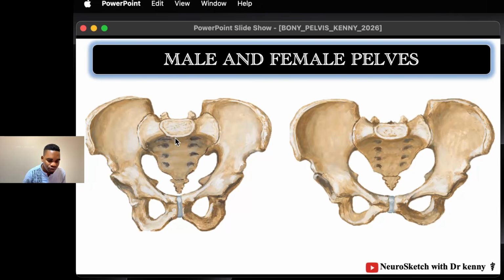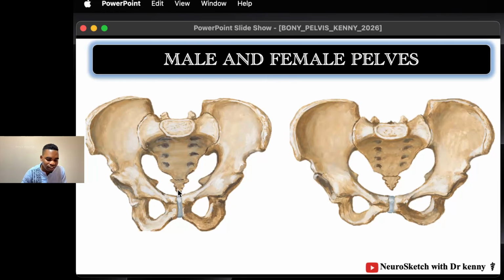The sacral promontory is usually prominent in the male pelvis, but it's less prominent in the female pelvis. And this prominence is what accounts for the heart shape of the male pelvis. What about the ischial spine? Ischial spines are usually prominent in the male pelvis. You can see they are prominent, they are projecting inward, they are limiting the cavity. But you see, in the female pelvis, the ischial spines are usually shorter, and they are not that prominent.